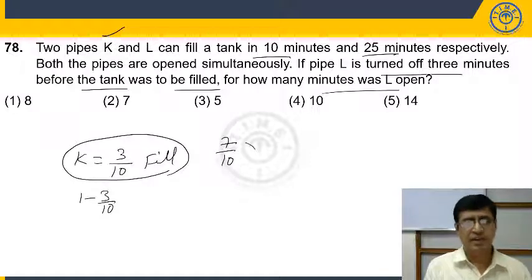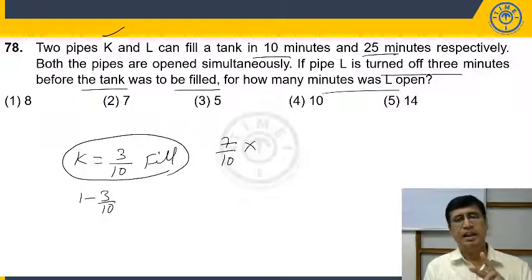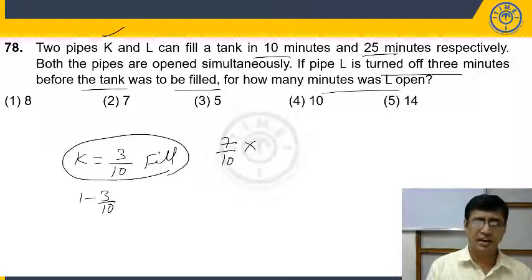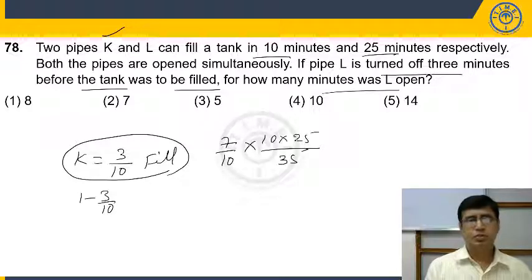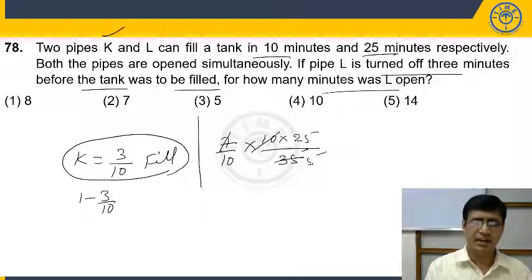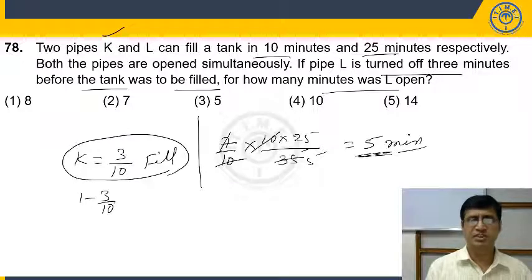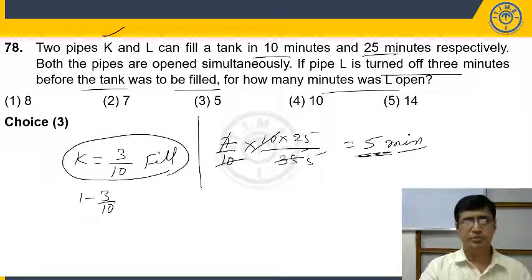The remaining tank was filled by L and K together. L and K together means now just apply product by sum. So you will find the time here. So 7 it goes exactly 5 times. 10 and 10 get cancelled. 25 by 5 means 5. Both the pipes worked for 5 minutes together. So what is the right choice? Option number 3. Third choice is the right choice.